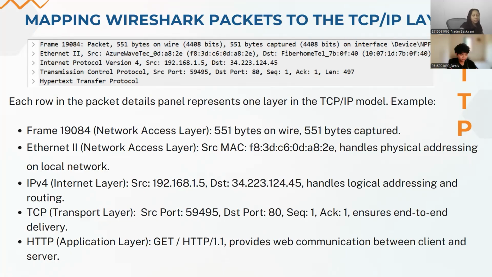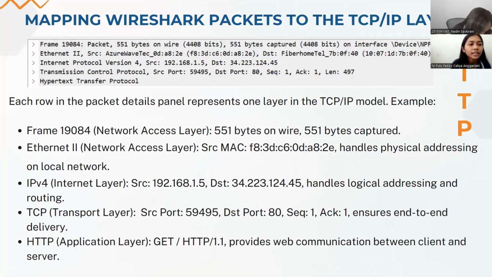Next. So here is an example detailed packet that uses the HTTP protocol. Each row in the packet details panel represents one layer in the TCP/IP model. For example, Frame 19084 is the network access layer. The protocol shows 551 bytes on wire and 551 bytes captured. Ethernet II is represented as network access layer too. The protocol shows the source MAC and it handles physical addressing on the local network.